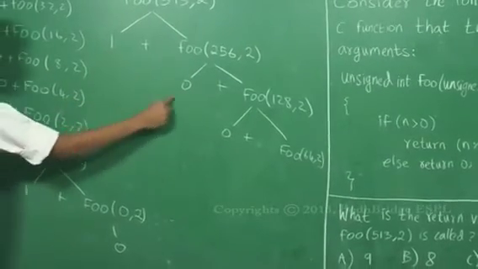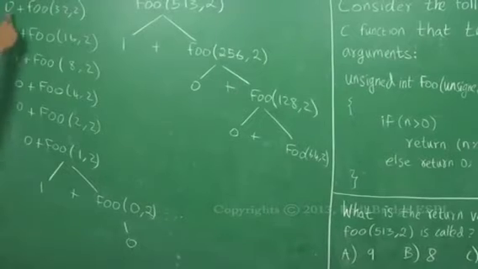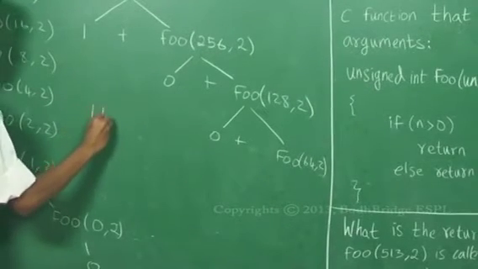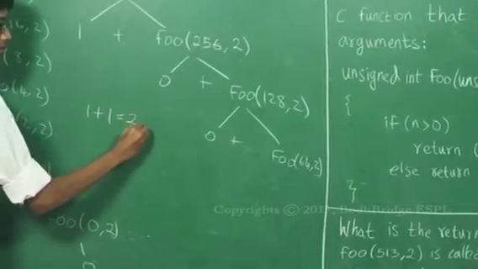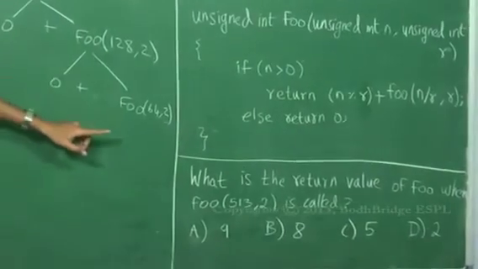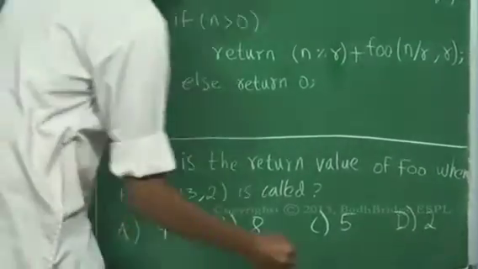So basically this is a series of additions of the remainders. So it will be 1 plus 0 plus 0 plus 0 plus 0 plus 0, we go all the way, plus 1. So the final answer will be 1 plus 1 which is equal to 2. So this will be the value that is returned when foo of 513 comma 2 is called. So the answer is option D, 2.